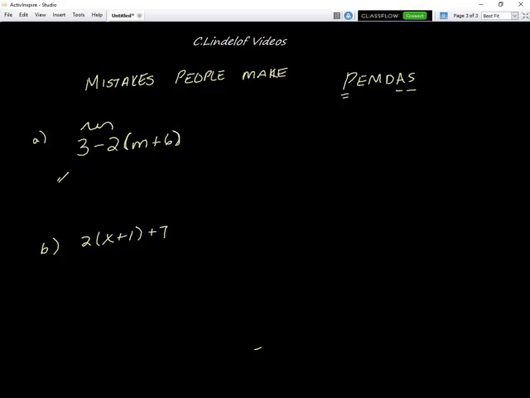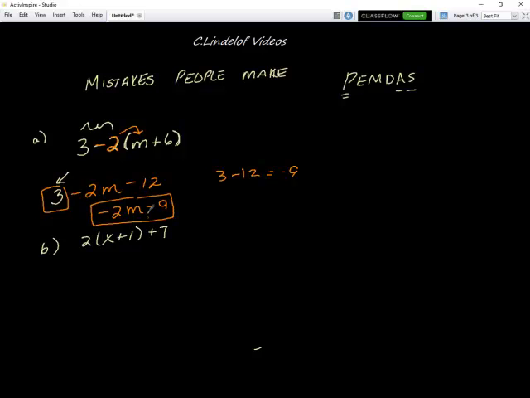I'm going to bring down this 3 because I can't use it yet. So I'm just going to leave it here. Now hopefully you can see this negative 2. So here's a negative 2. Negative 2 times m is negative 2m. Negative times a positive is a negative. 2 times 6 is 12, right? We can combine these. This m stays, but this is 3 here. So we have 3 minus 12, and 3 minus 12 is negative 9. So we have negative 2m minus 9, right?